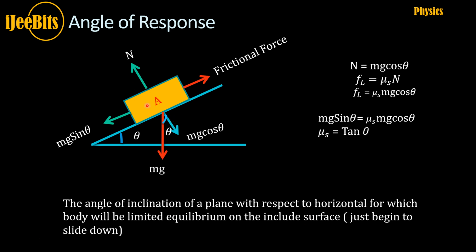Look at this diagram. On the object, the block, we are seeing four forces: frictional force, normal force, weight, and applied force. As we see, the normal force is equal to mg cos theta. The limiting frictional force is equal to mu s N. Limiting frictional force is equal to mu s mg cos theta. And then the applied force mg sin theta is equal to mu s mg cos theta. We replaced N with mg cos theta. Then by simplifying, we get the coefficient of static friction mu s is equal to tan theta.